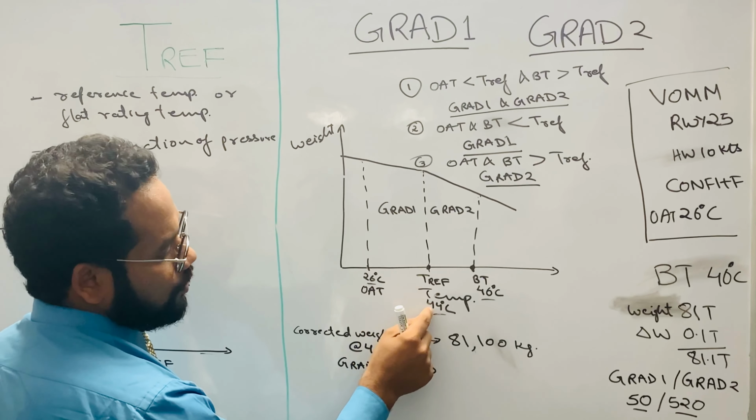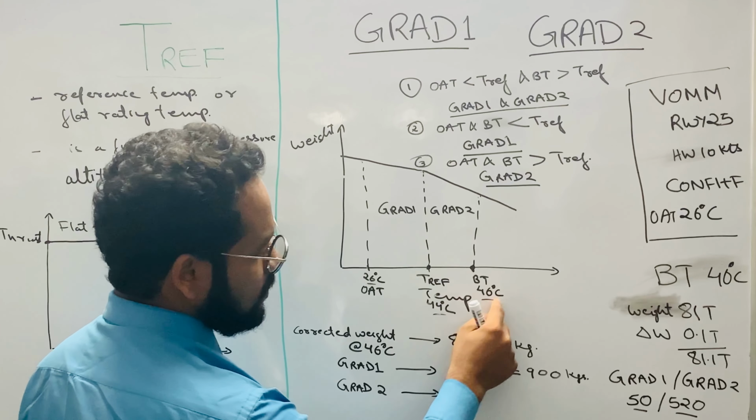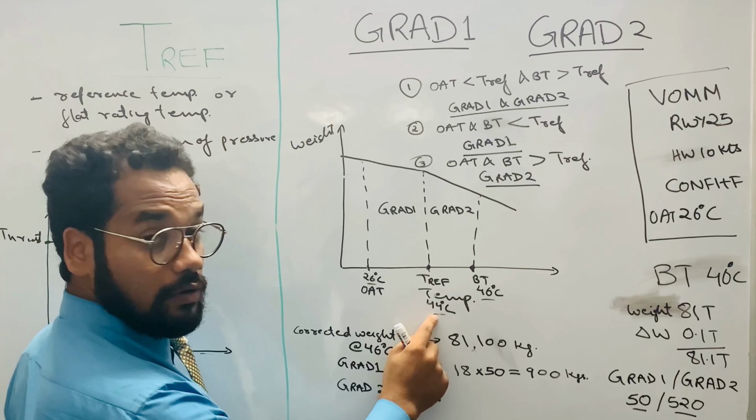So like as you have applied grad 1 correction, the same way we have to apply grad 2 correction. So grad 2, how do you apply? We have seen that grad 2 correction is also applicable as the lowest temperature is greater than T ref. This is the T ref, which is 44, and the lowest temperature in the chart is 46, which we have written here. So the difference between both of them you have to find out first. The difference between them is 46 minus 44. How much does it become?